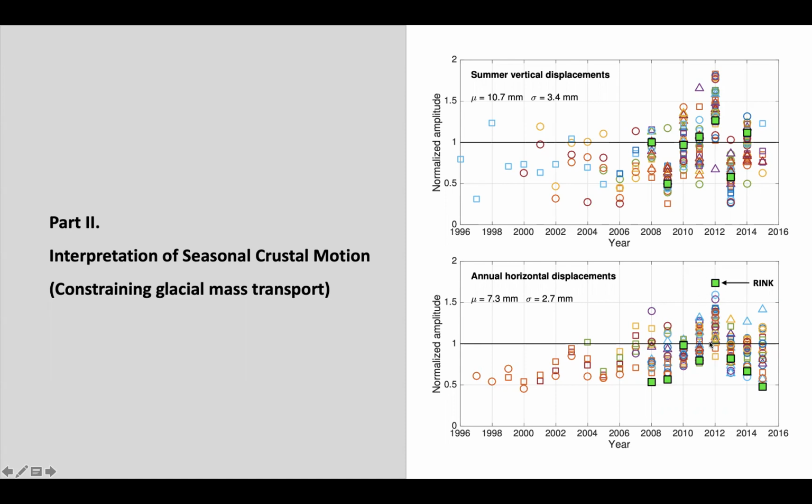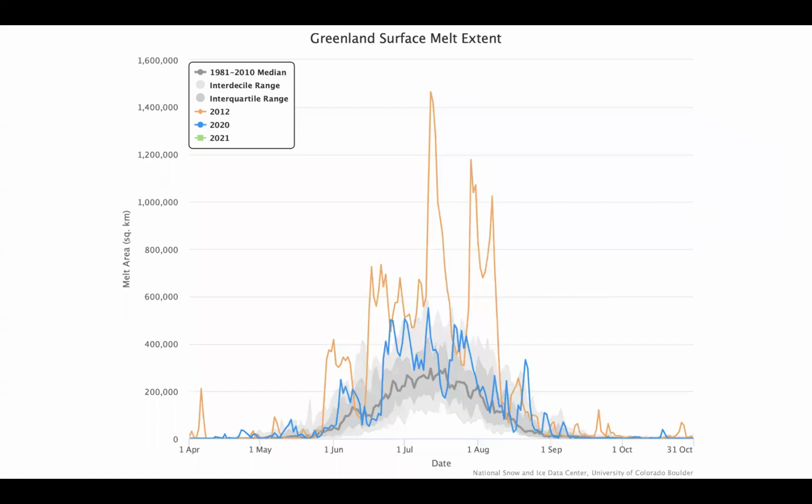And so we'd like to see what is going on in 2012 in particular, and specifically for a particular station, which is the Rink station data. We want to understand what is really going on there, and hope to learn something about the glacial mass transport. Just a quick reminder about the climatological context of these signals: 2012 has by far been the most extensive melt year that Greenland has ever seen.